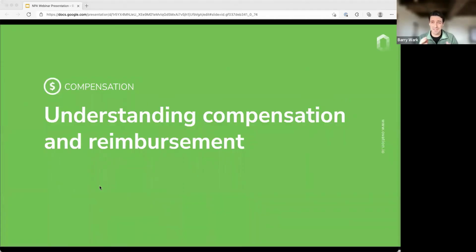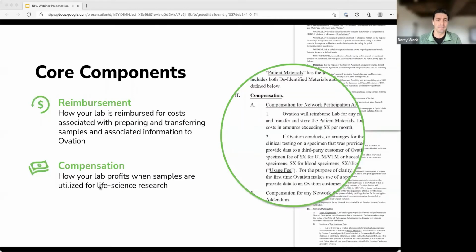Okay, so first up, maybe the most important part of this agreement is understanding how your lab is compensated and reimbursed for participation in the Ovation Research Network. Of course, we recommend that you read the terms of Section 2 about compensation carefully within the agreement itself. They'll be specific to your lab, but here we'll give you an overview of what they describe.